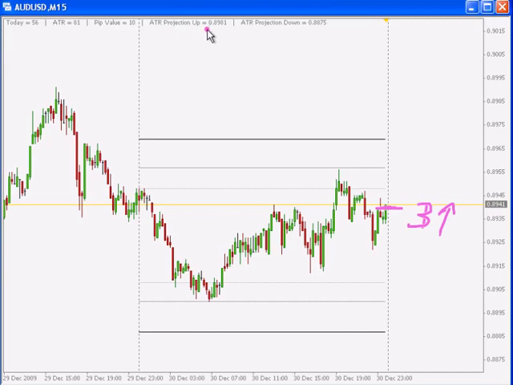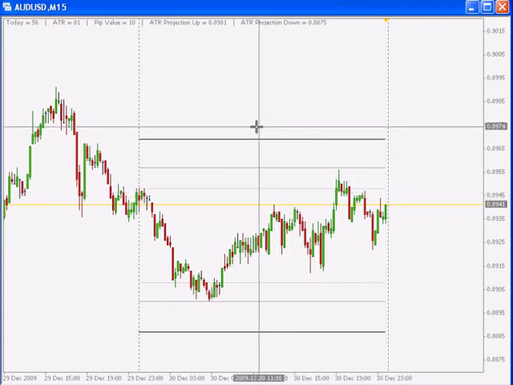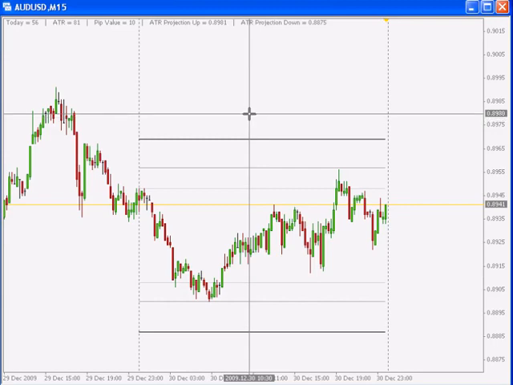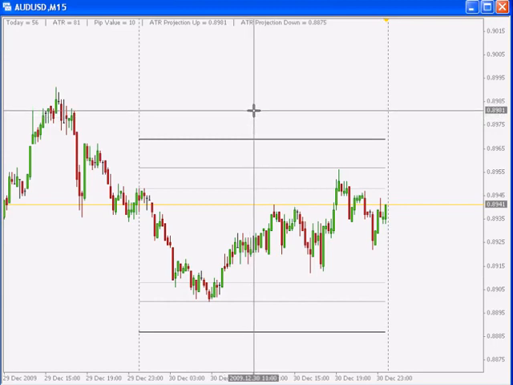The indicator is already pinpointing the projection to the upside, the average true range projection to the upside, which in this case is 0.8981. Basically, what the indicator has done is simply pick the low for the day and add 81 pips to the upside, and that takes us all the way. Actually, let me mark that, 0.8981 right there. Let me actually mark that.